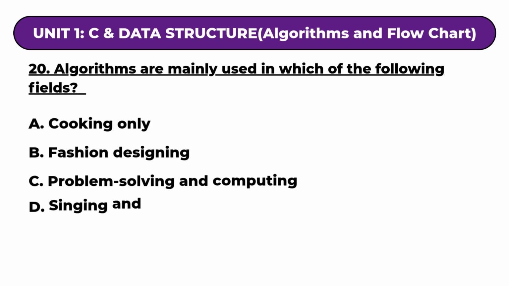Algorithms are mainly used in which of the following fields? A, cooking only. B, fashion designing. C, problem solving and computing. D, singing and music. Correct answer? C, problem solving and computing.